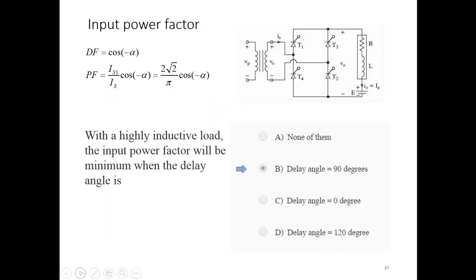Input power factor. For the input power factor of that one, you can look at the derivation of the input power factor for a single phase controlled rectifier with a highly inductive load. This is, I believe, in example 10.1. Please look through that example 10.1. The power factor is equal to 2 square root 2 over pi, times cosine of alpha, depending on the alpha there. That means the minimum input power factor will be when alpha is equal to 90 degrees. At alpha 90 degrees it is almost 0. That's the minimum there.